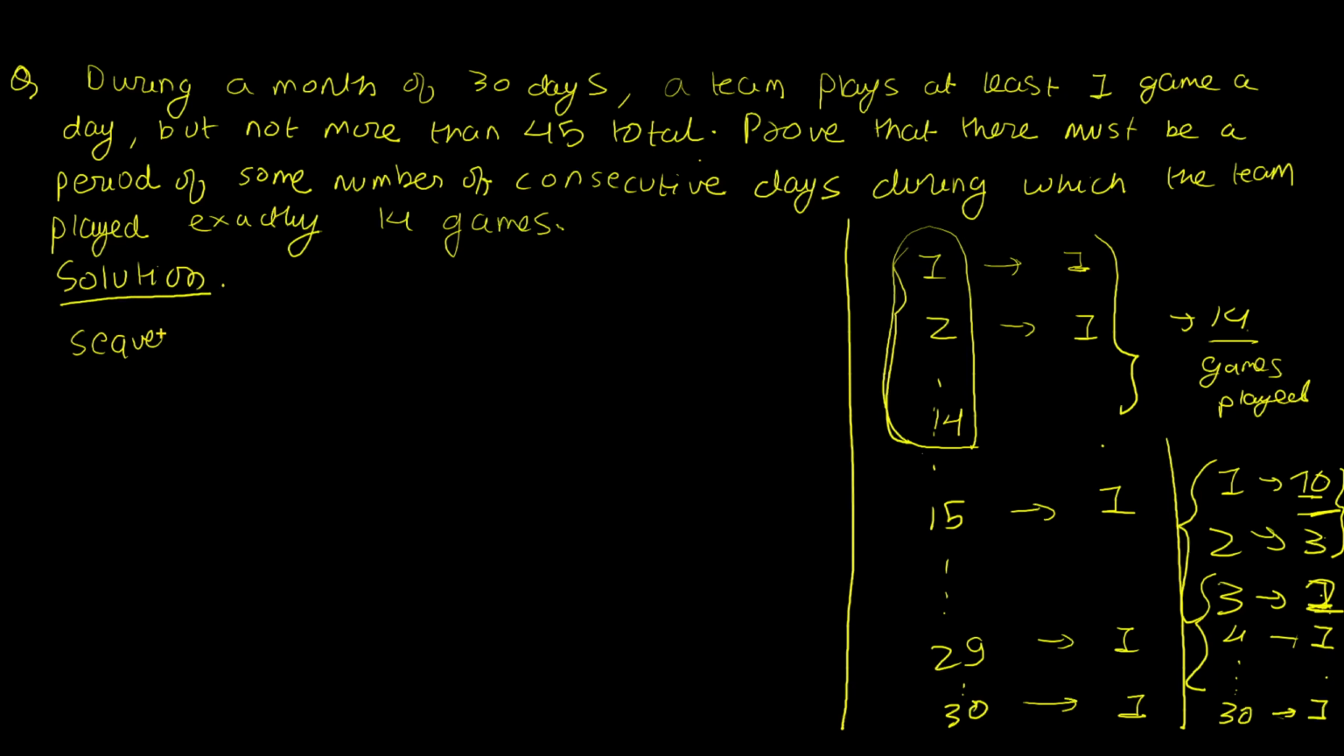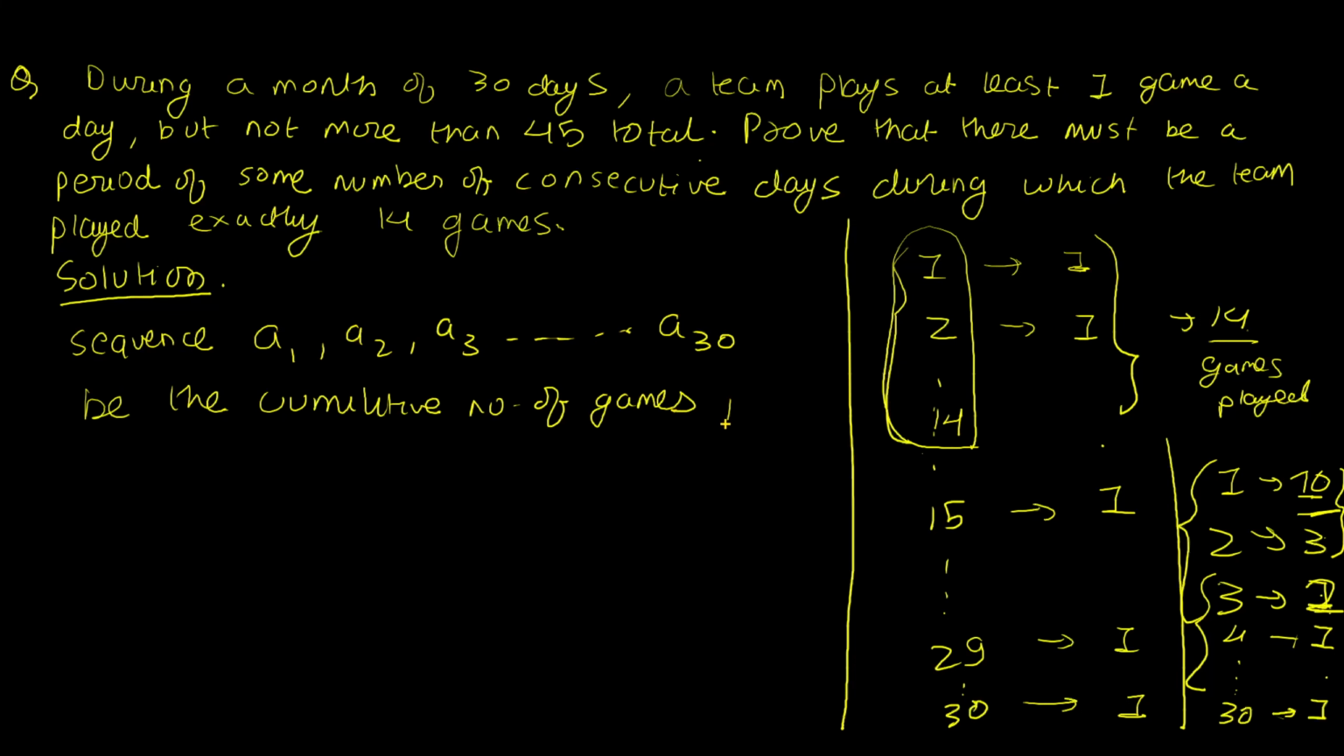So let's say the sequence A1, A2, A3, and it goes all the way up to A30, be the cumulative number of games played till the respective date. And before I move on, you should understand we are assuming the cumulative number of games. Okay, so in this case, on the first day I played 10 games. That means A1 is equal to 10. And on the second day I played 3 games.